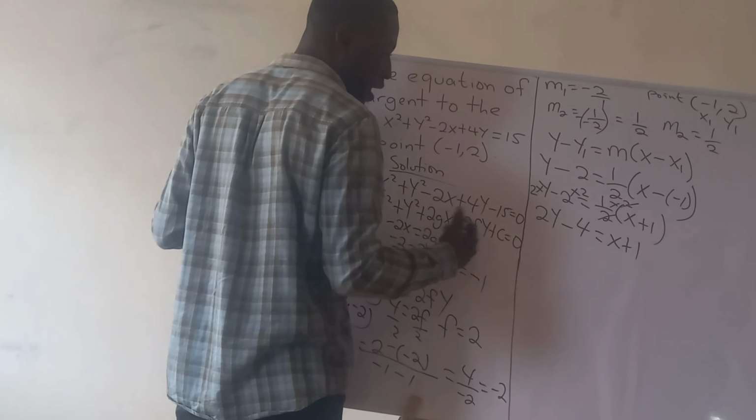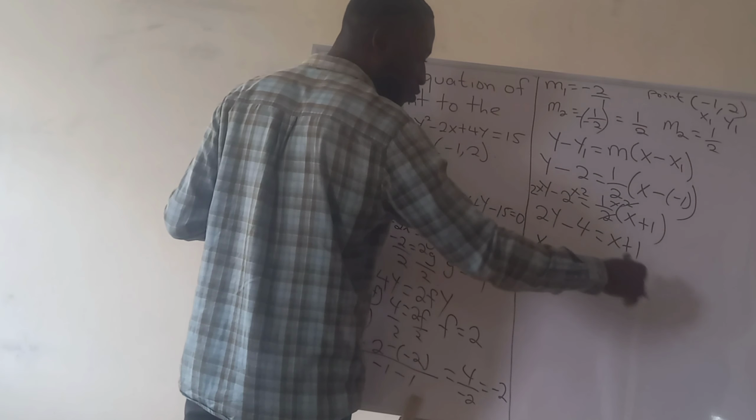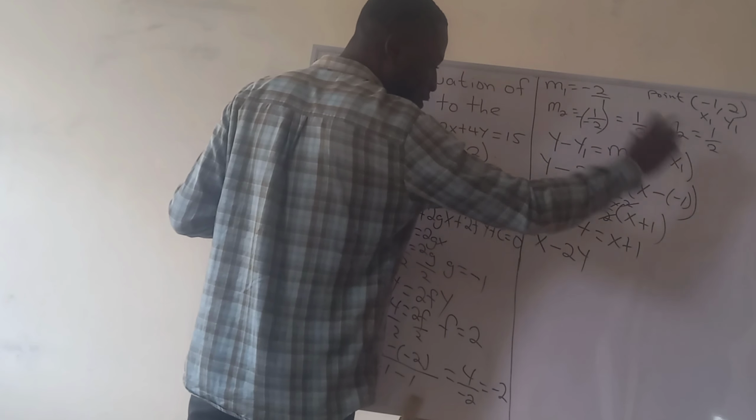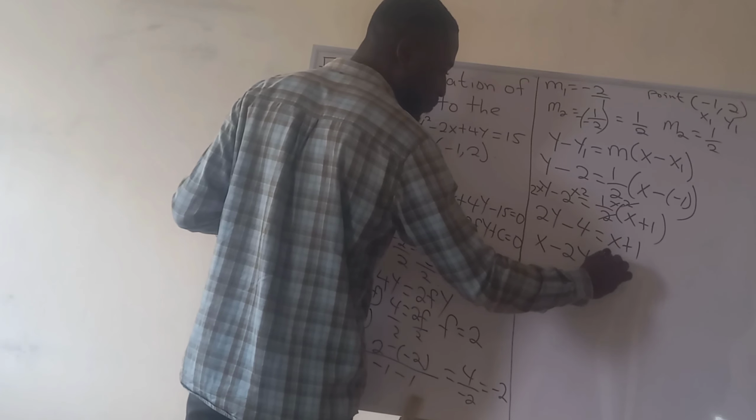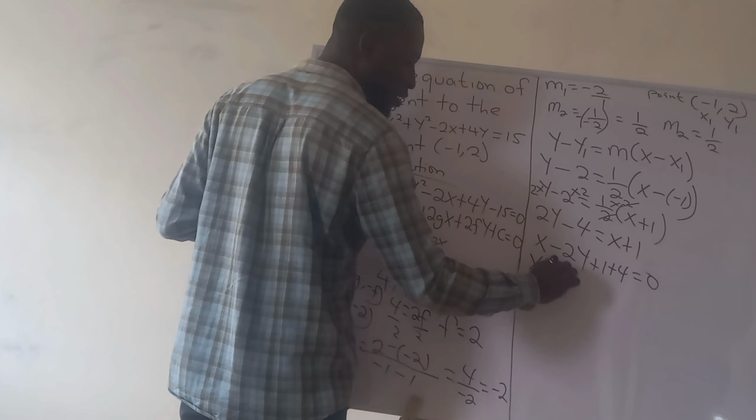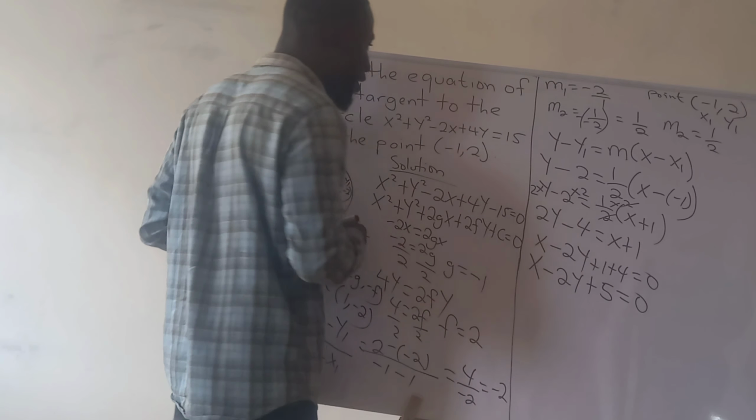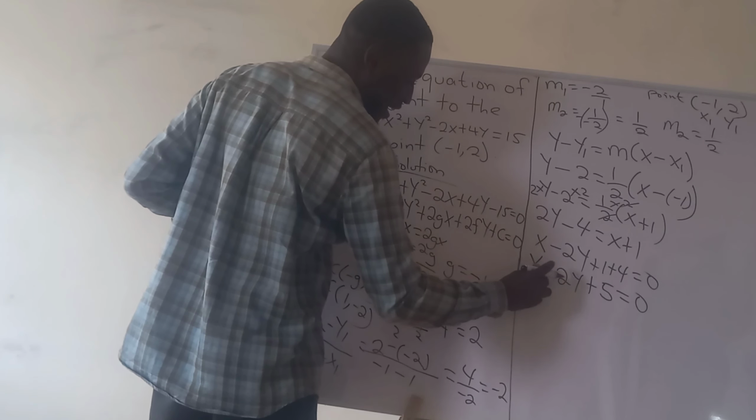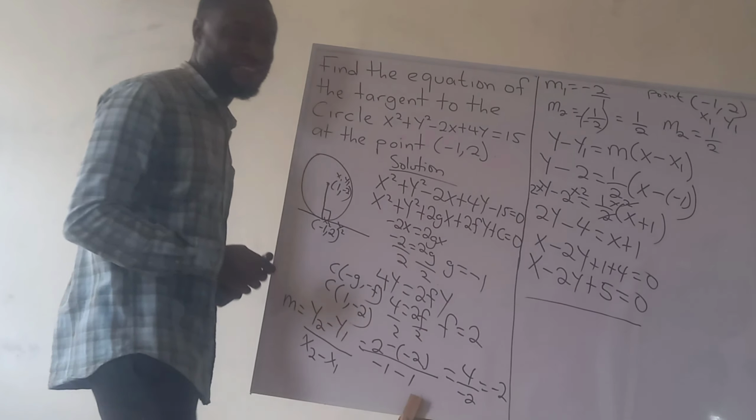So let's do that. Our x is already positive here, so it will be x, and our 2y will become -2y. The -1 will become +4. So it will be x minus 2y plus 1 plus 4 all equals 0. So our equation becomes x minus 2y plus 5 equals 0. Therefore, the equation of the tangent is x minus 2y plus 5 equals 0. Very simple. So this is our answer.